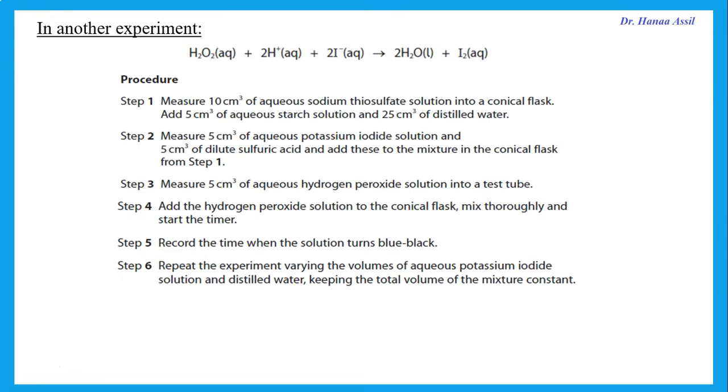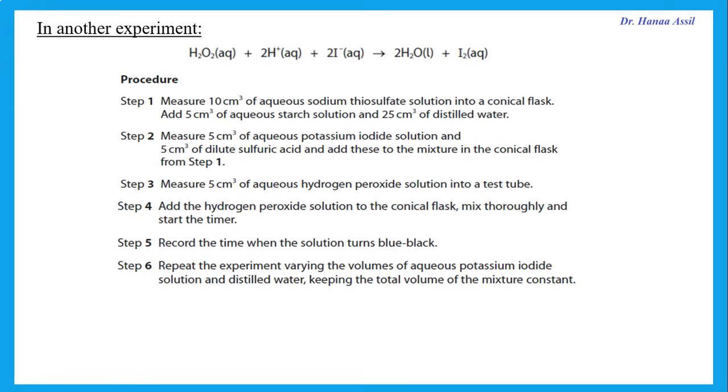In another experiment, here we have hydrogen peroxide reacting with iodide ions and iodine is formed. Now, how do we follow this reaction? We added sodium thiosulfate at the beginning into a conical flask with starch solution and iodide ions and hydrogen peroxide. And then we measured the time taken for the solution to turn blue-black. Now, what is happening here?